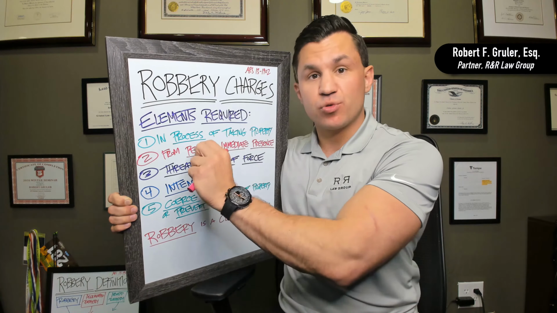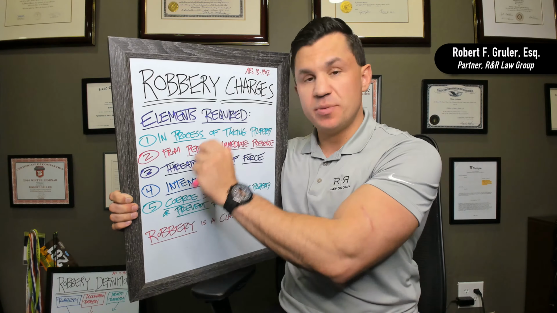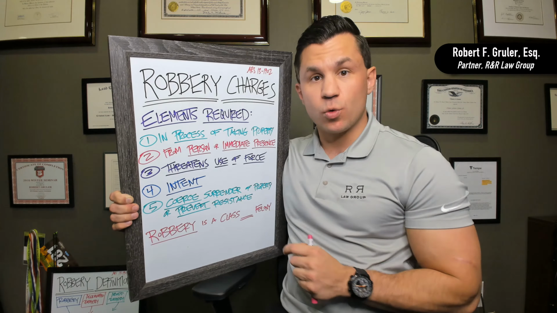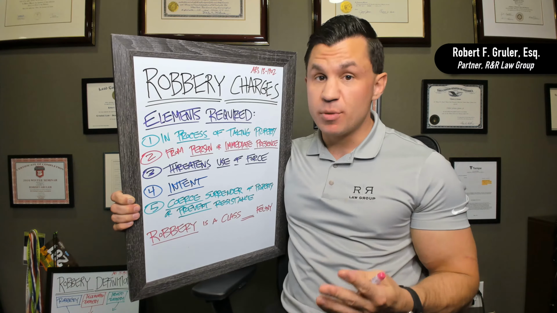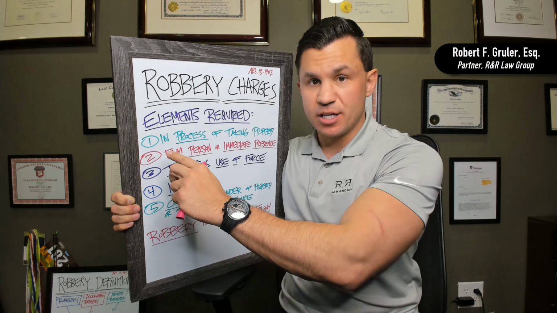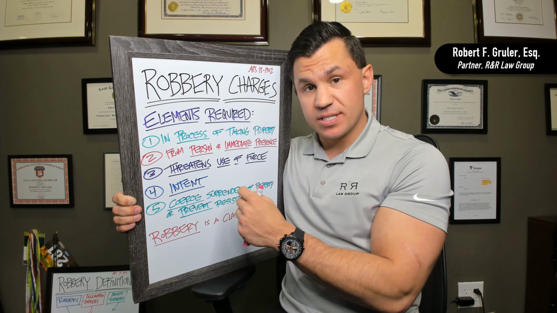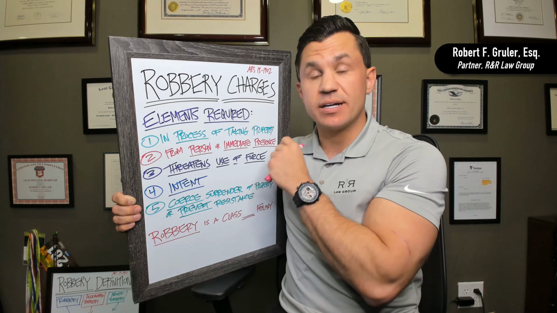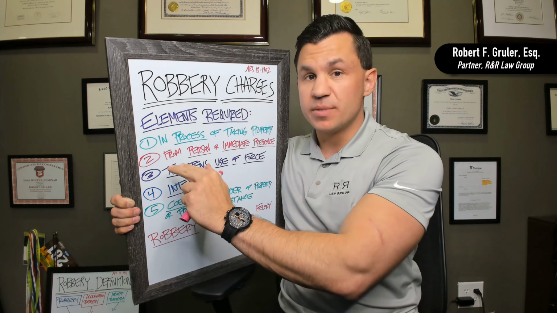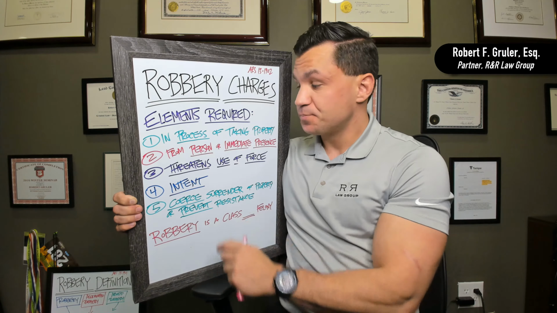So within the process of taking that property, it needs to be from a person in order to be robbery. If it's not from a person, that element is not going to be met. So that could be a good defense. You can make an argument that that property that was taken was not on the person or in their immediate presence, and therefore that element of robbery is not going to be met.